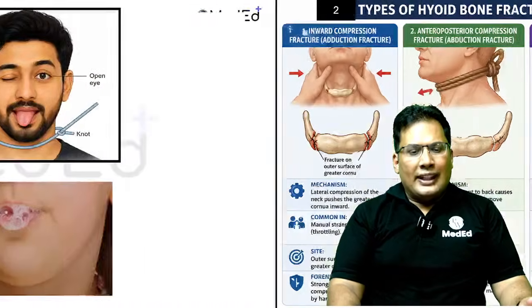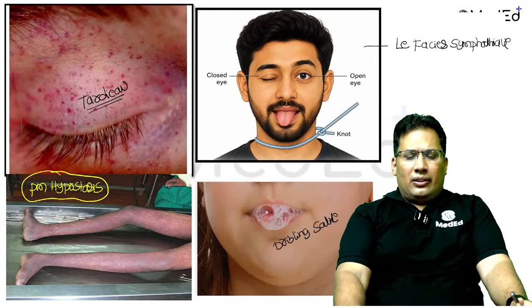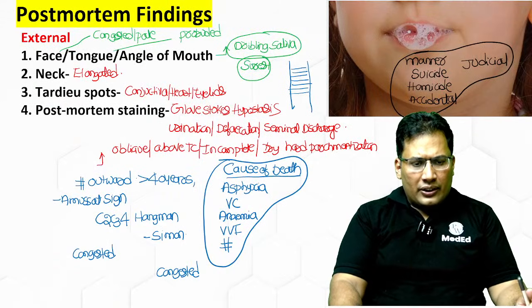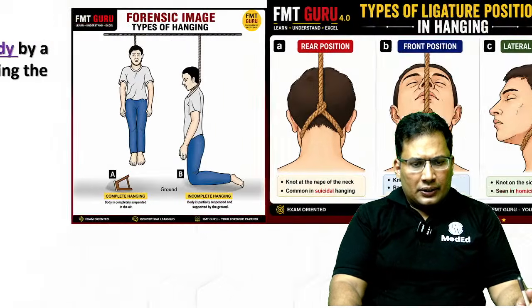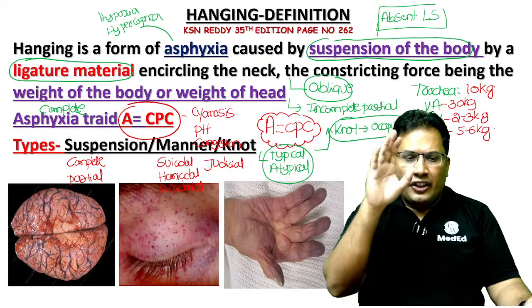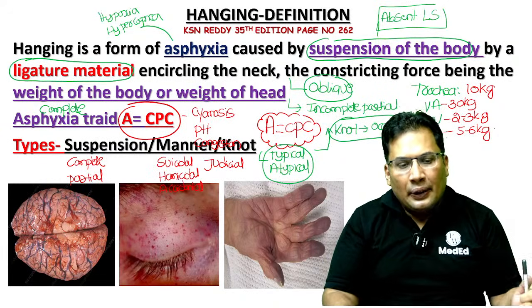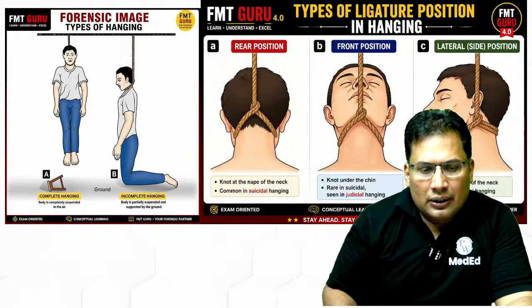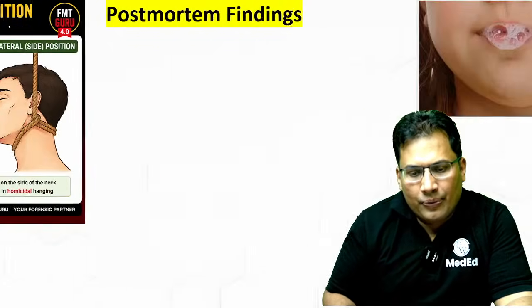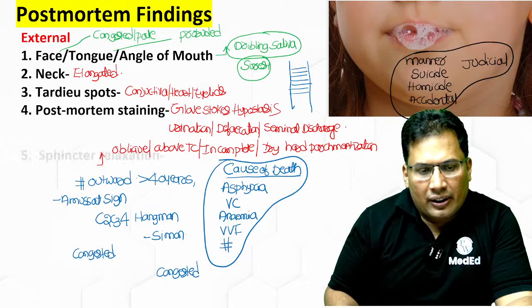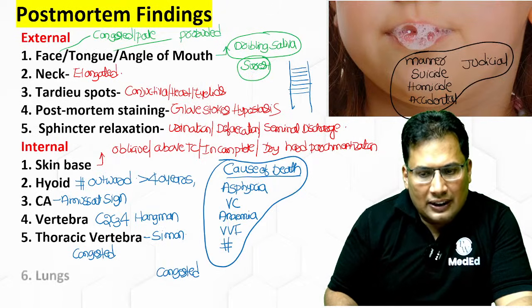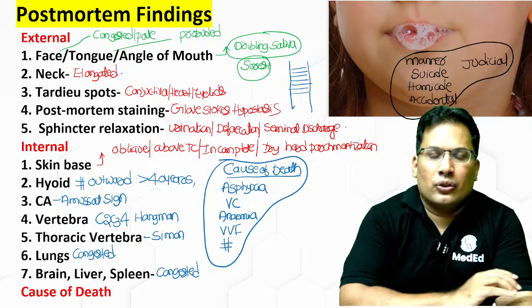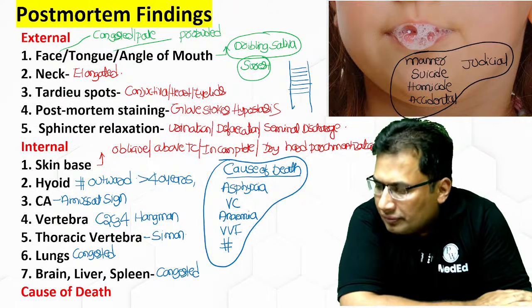Okay. So next question, this is about the main question. Guys, this is how you should write. Definition, asphyxial triad, types based on the suspension, manner and the knot. Then images, postmortem findings, external and internal findings, cause of death and the manner of death, and few points. Is it clear, guys?